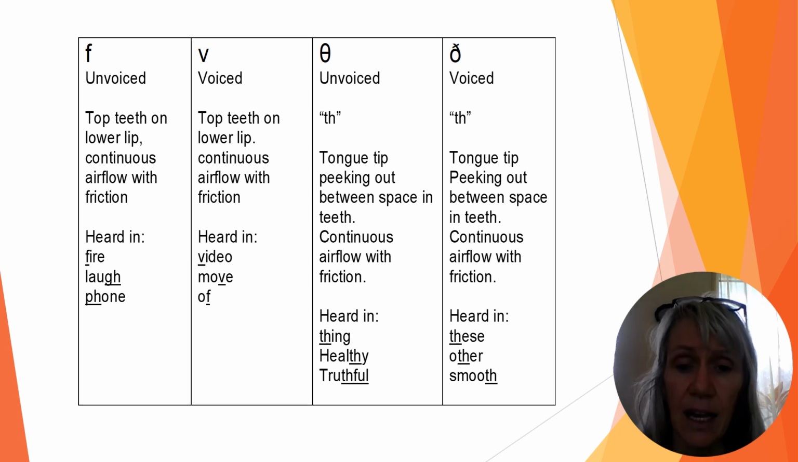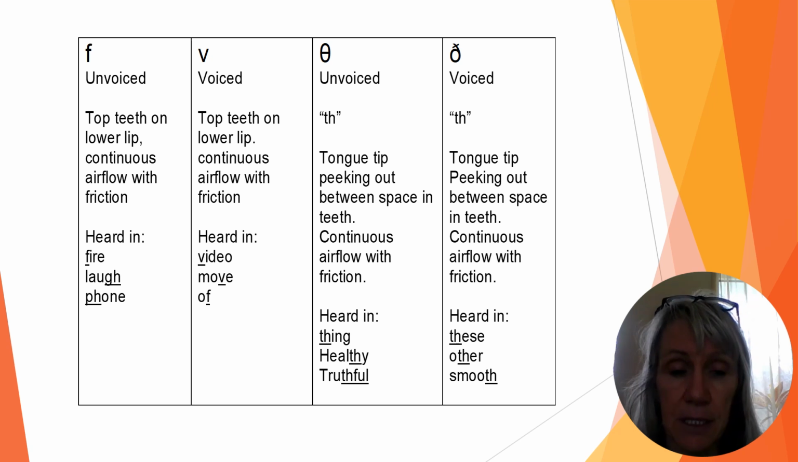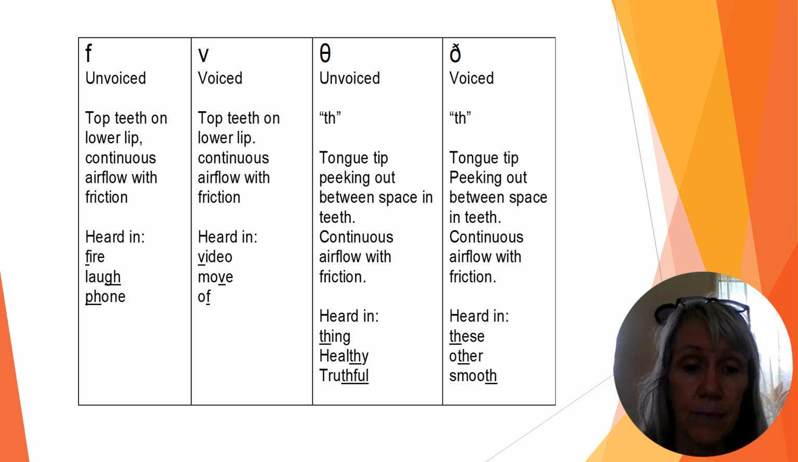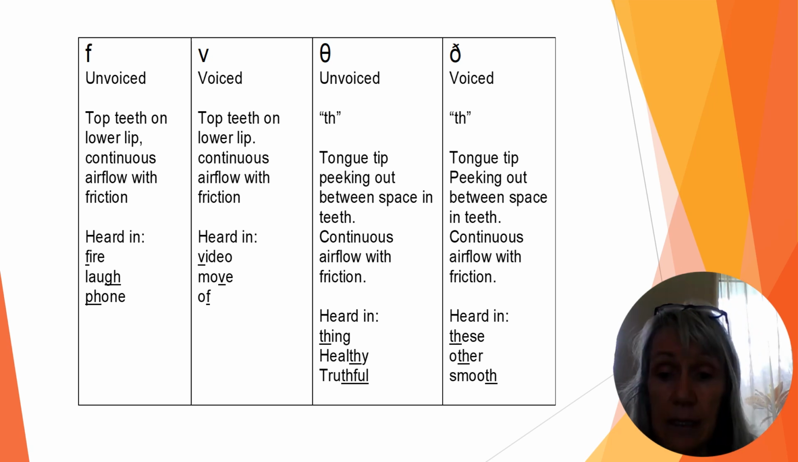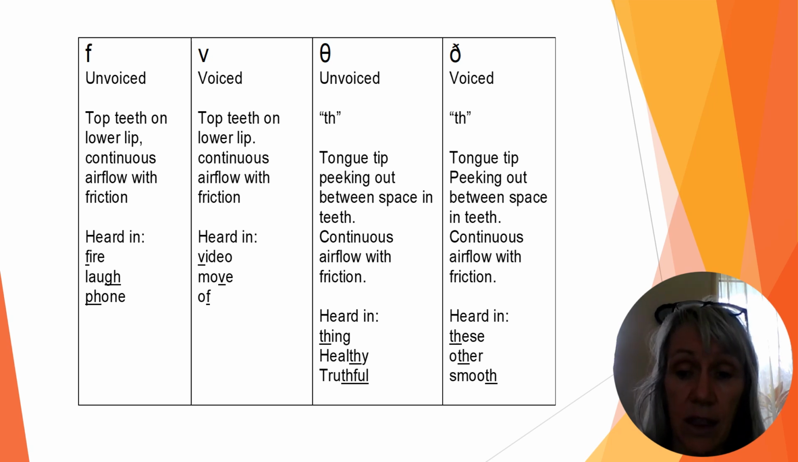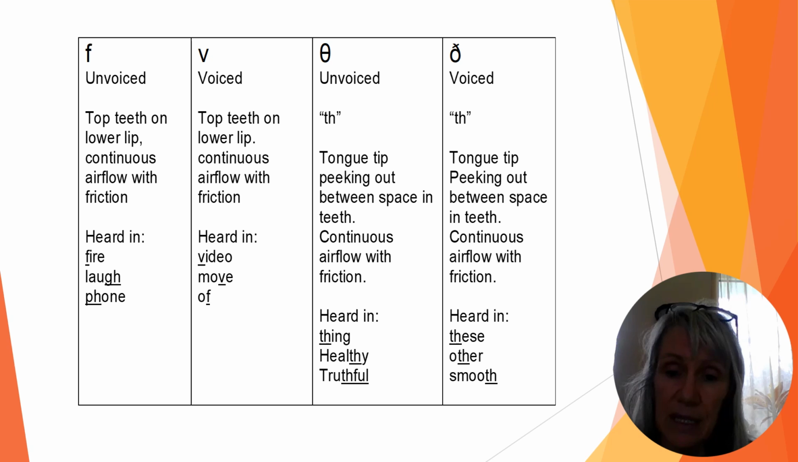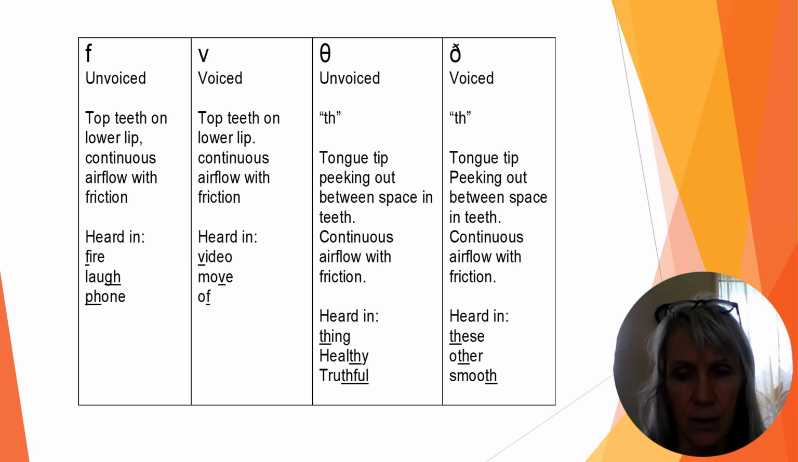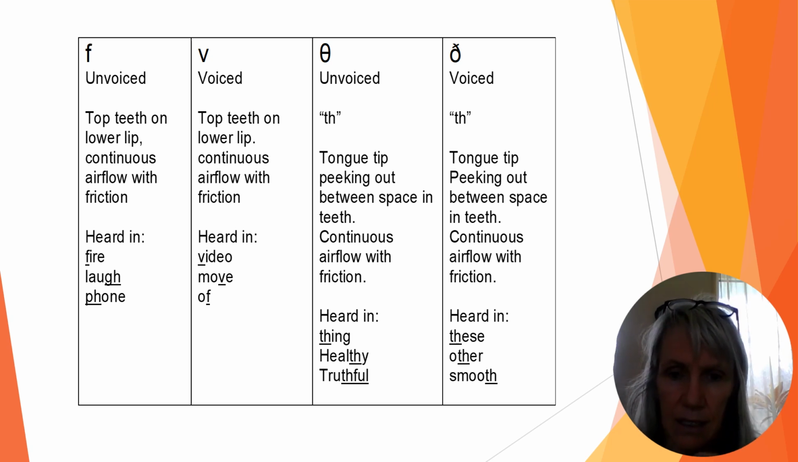So if I say thing, my tongue tip is peeking out, right? Healthy, truthful, truthful. So you're seeing that tongue sticking out, and that's the th sound. Now that sound can be a little bit softer or have higher pitched trills when we say it in words like these, other, and smooth.